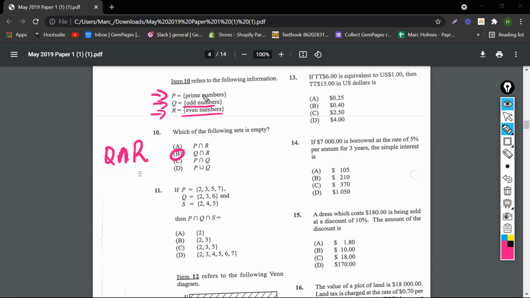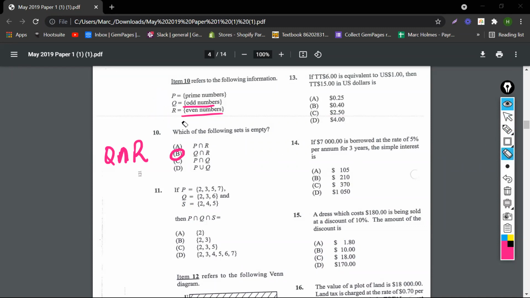If you intersect P and R, prime numbers and even numbers, you're going to end up with 2. 2 is in that set because 2 is a prime number and 2 is also an even number. If you intersect P and Q, you're going to end up with a lot of numbers, 3, 5. You're going to end up with a whole heap of different odd numbers that are prime. And of course, prime numbers and odd numbers would not be empty either. So B is definitely the answer, no doubt. That was pretty easy to me.